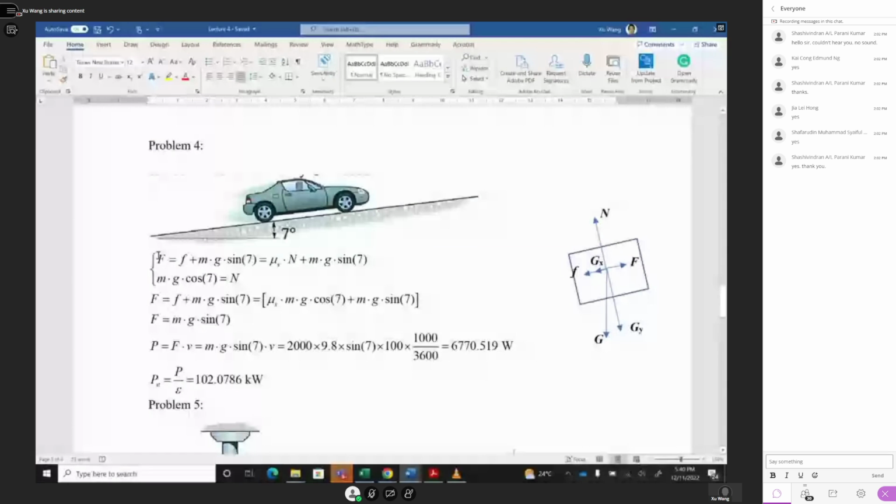That's why F equals the friction force plus Gx, where Gx is mg sine 7 degree. And this F equals the reaction force times the friction coefficient, equal to mg sine 7 degree. This is for this direction. For the y direction, N should be equal to Gy, which is mg cosine 7 degree.